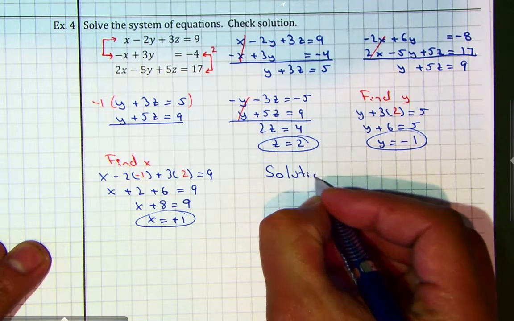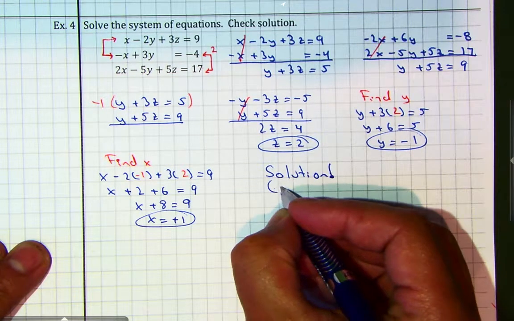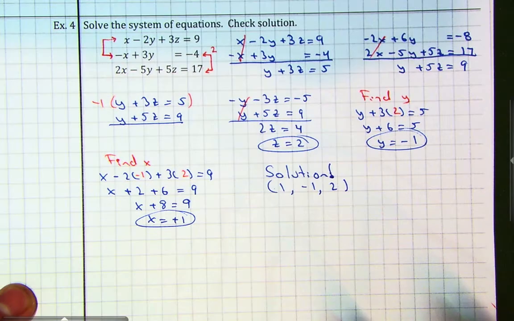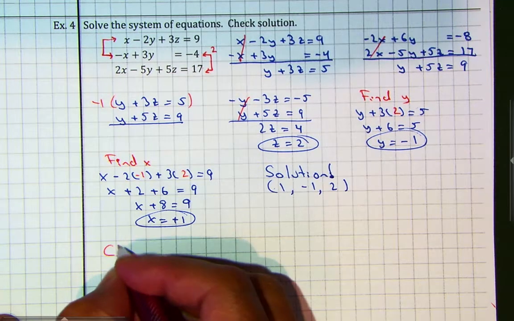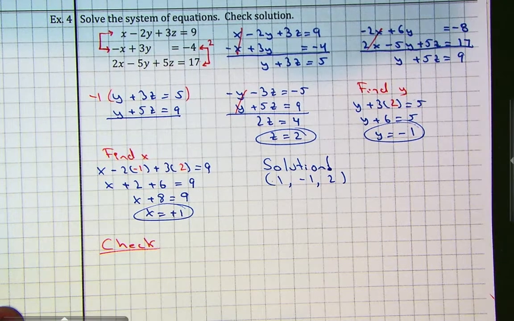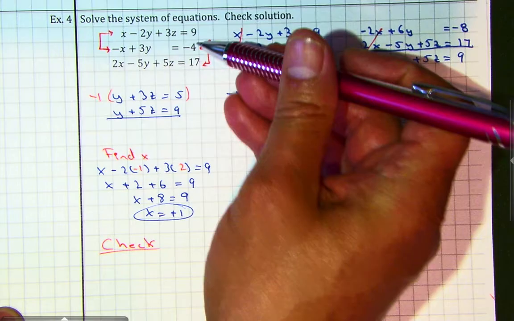So therefore, my solution is the intersection of all three planes. My solution, only one solution, is 1, -1, and 2. And I need to check my solution. So go and check it, see if we got the correct answer. Hopefully I did not make any mistakes. Sometimes the mistakes that you make will be just like a little sign that you left, or sometimes you forget to multiply the last number.